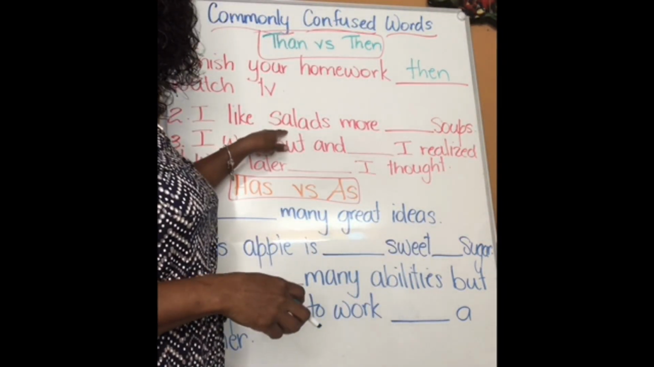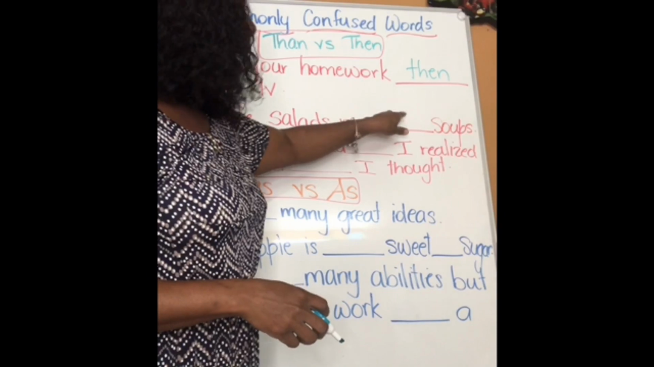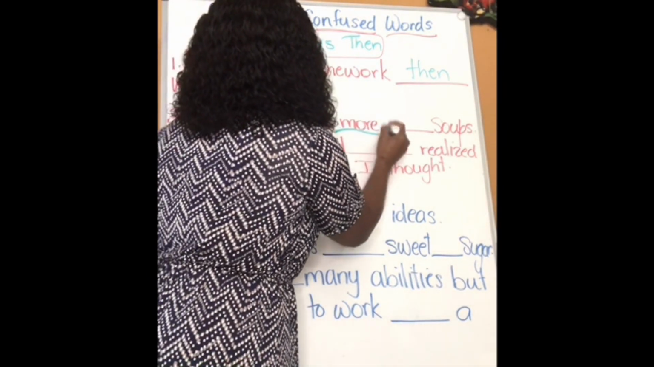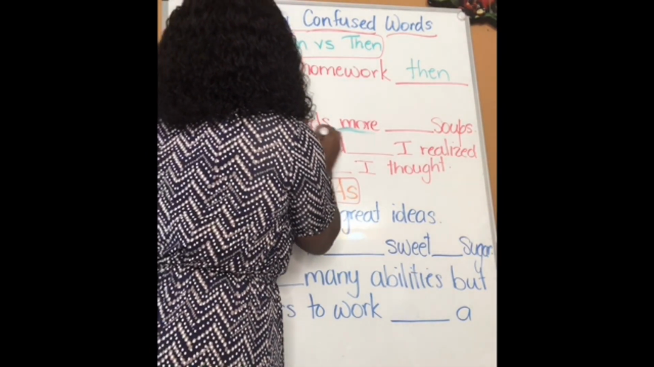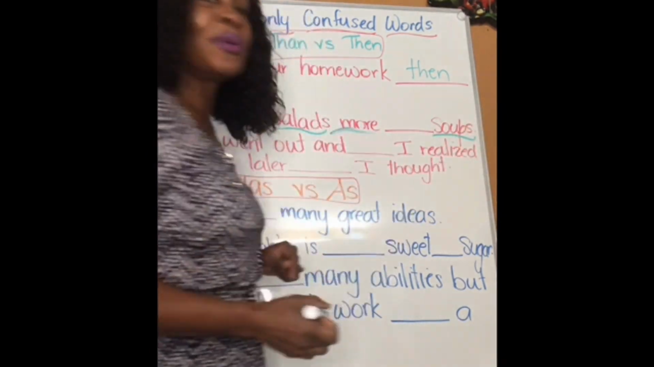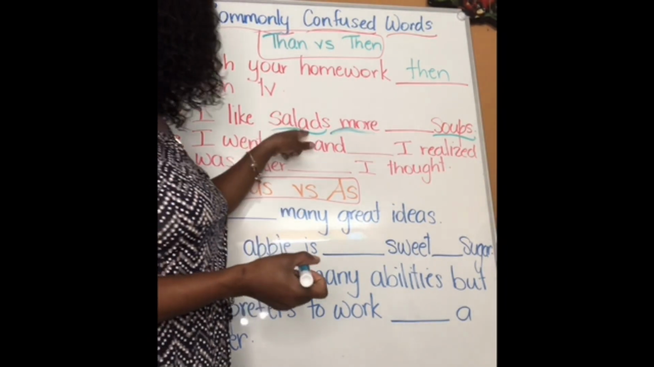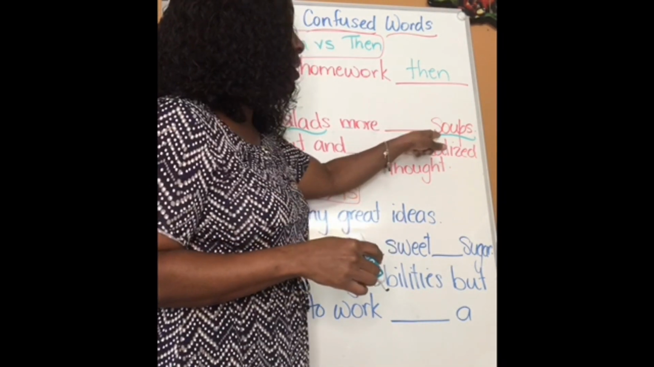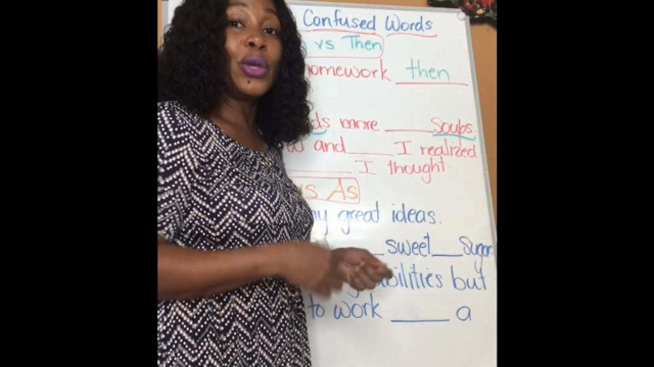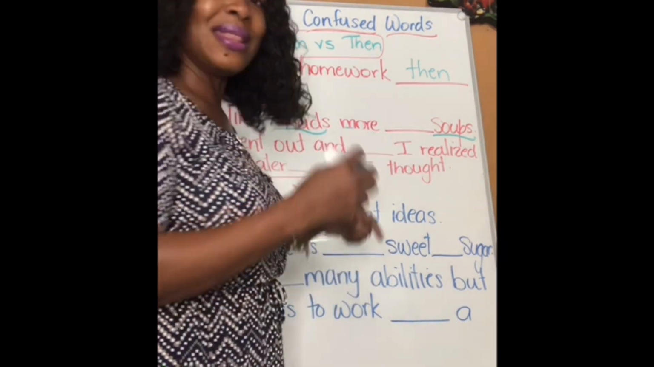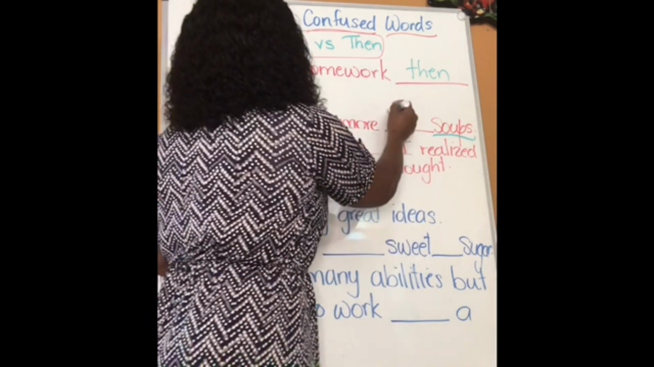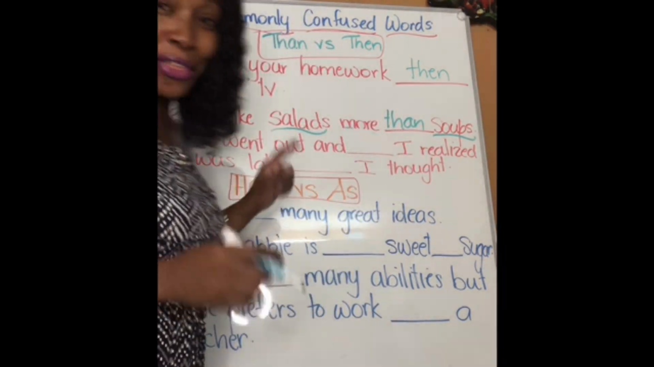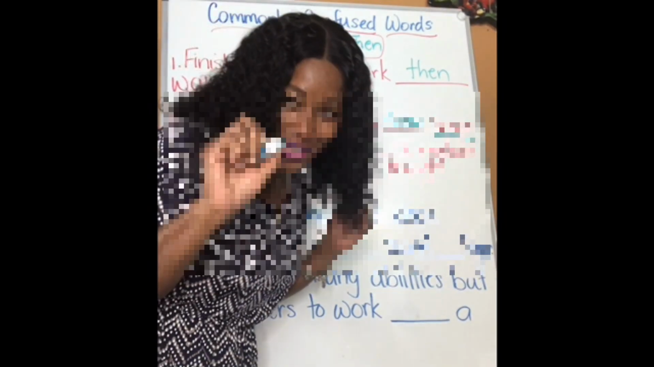I like salads more than or then soups. This time we're comparing. What does this person like? He likes salads. What does he not like so much? He does not like soup so much. So he prefers salads than soups. THAN. Number 3 is on you.